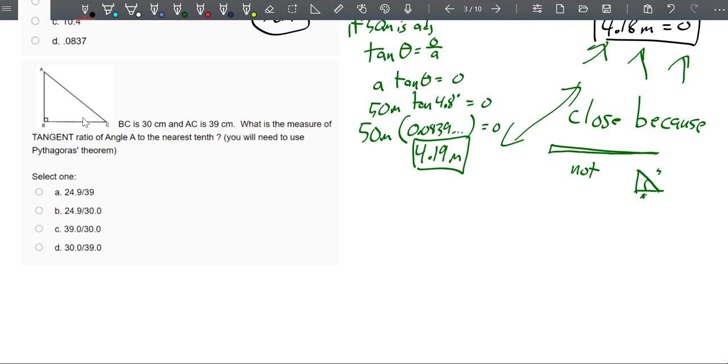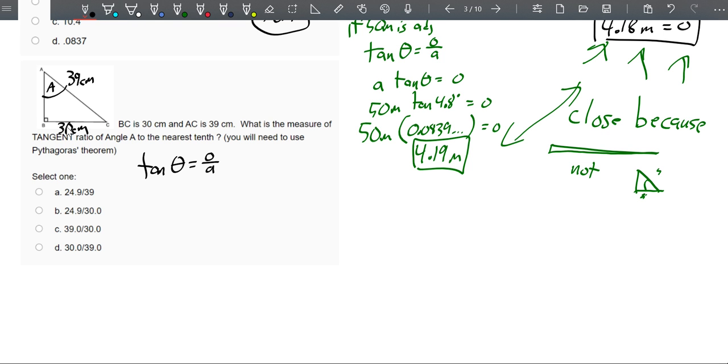For our next one that I believe is our 6th question on here, we have a triangle. Side BC is 30 centimeters, and side AC is 39 centimeters. What's the measure of tangent ratio of angle A? Angle A is this one here. This is our angle. I'm not going to call it theta, they called it A. To the nearest tenth.